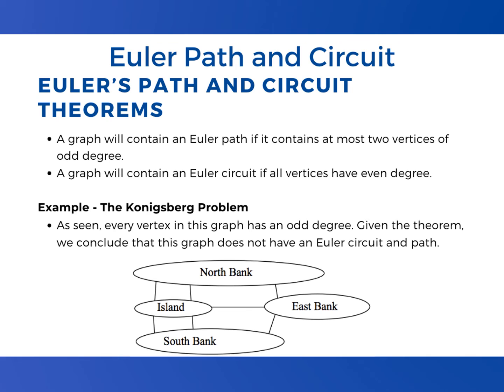As seen in the graph, every vertex has an odd degree. North bank has 3, island has 5, east bank has 3, and south bank has 3. We conclude that this graph doesn't have an Euler circuit.